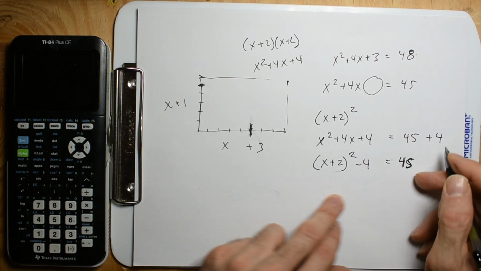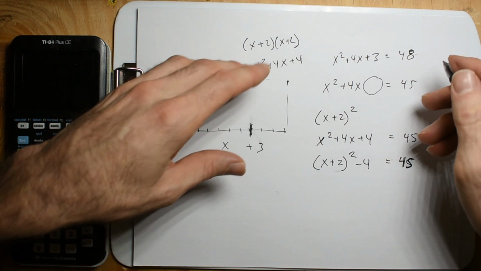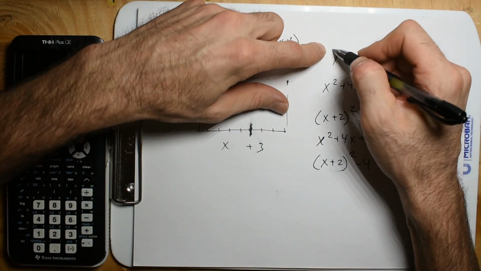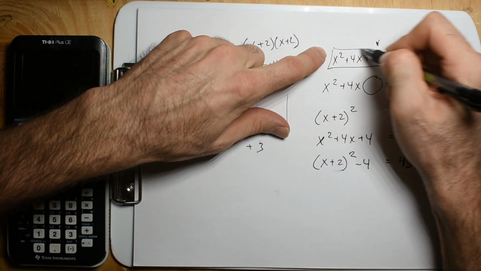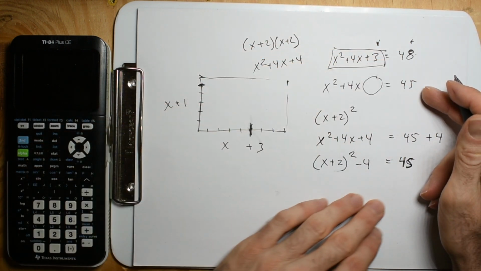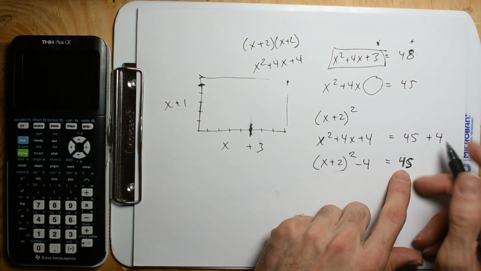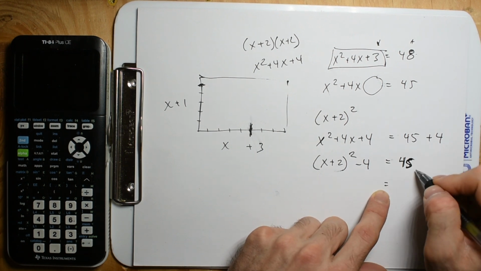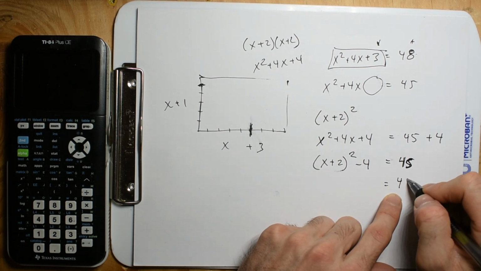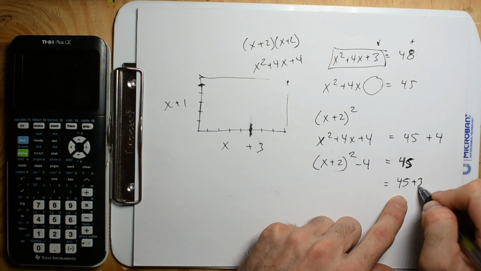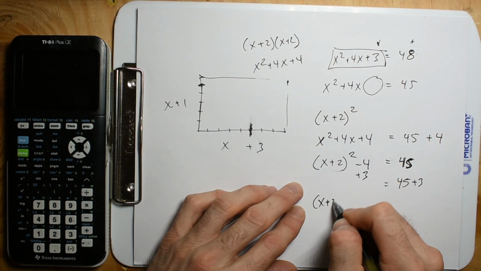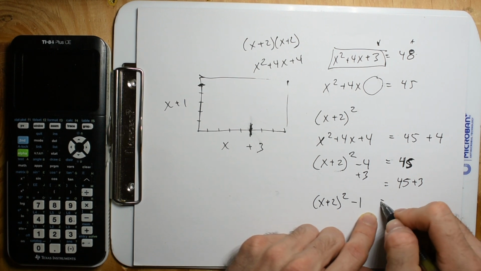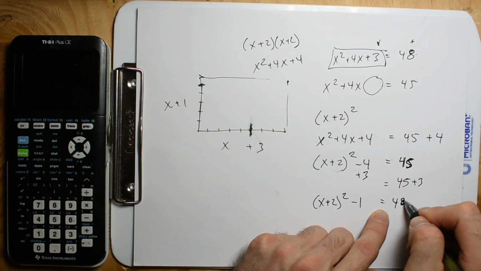Booyah. And it's a little bit funky, because we actually have a value right here, and this was our area, and then we took everything to the other side. So if we have to get this value back up to 48, we would go 45 plus 3, and we would go plus 3 on this side. So then we'd have x plus 2 squared minus 1 is equal to 48.